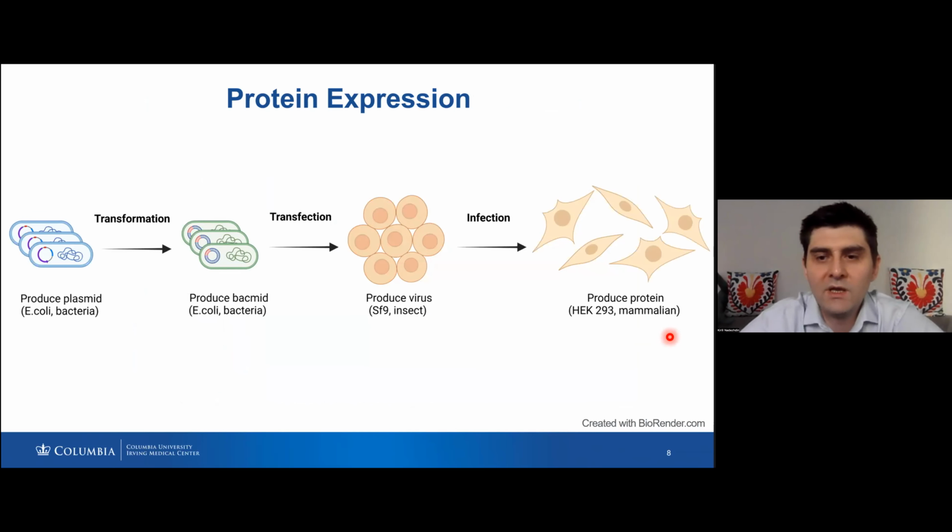For this project, we use the kinase domain truncated version of the channel that was shown to be fully functional in physiological recordings. And this is just a brief overview of how we express our proteins. We produce plasmids, then we transform E. coli to produce bacmids. After that, we use bacmids to transfect Sf9 insect cells. After transfection, these cells produce the virus, baculovirus. And after that, we use this virus to infect HEK mammalian cells to produce protein.